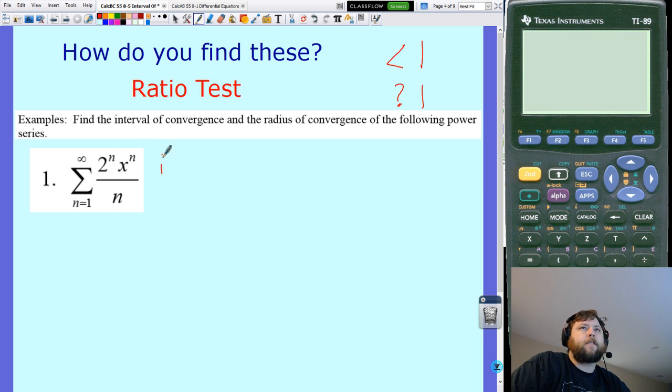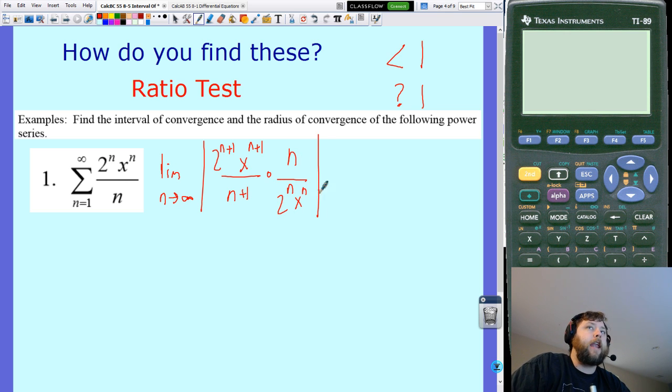I set it up as the limit as n goes to infinity of the absolute value of 2 to the n plus 1 times x to the n plus 1 over n plus 1, times the reciprocal of this thing, n over 2 to the n, x to the n. And again, to converge, this has to be less than 1. So let's put that in there.